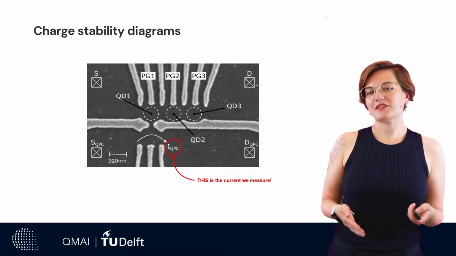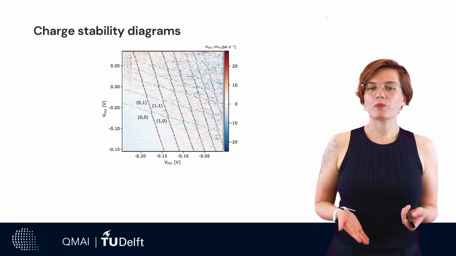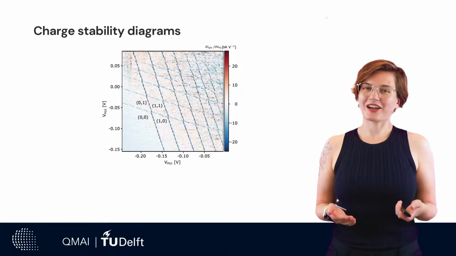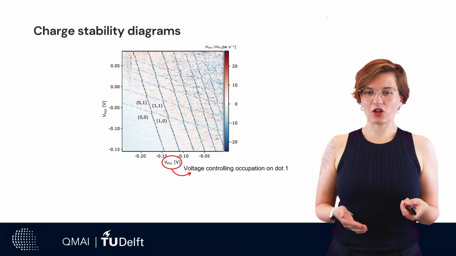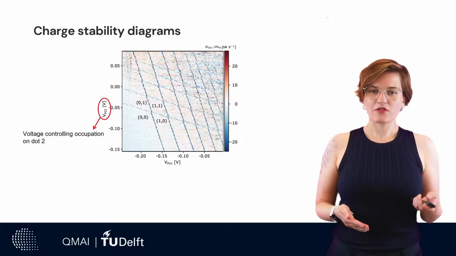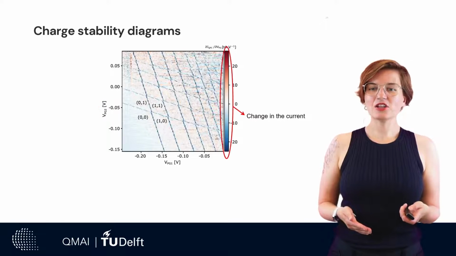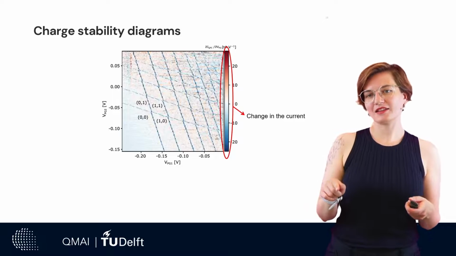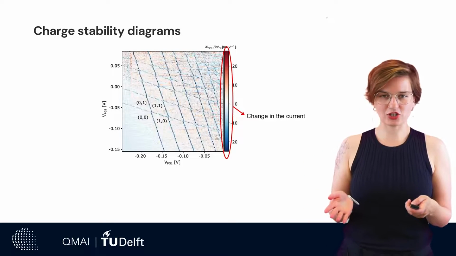So if we have a device like this and we start measuring this current, we can then plot a figure that looks something like this. This is called a charge stability diagram. And what you have here is the voltage on one of these plunger gates on one axis, voltage on the other plunger gate on the other axis, and your color scale tells you the change in your current, specifically the derivative of your current with respect to these voltages.